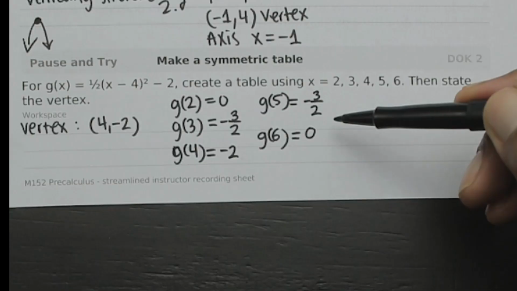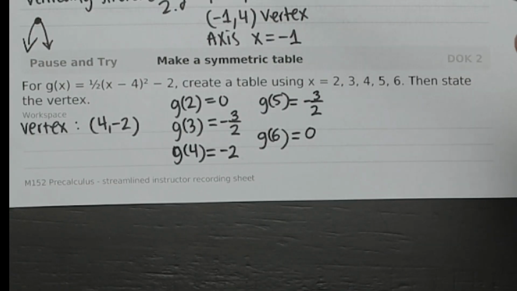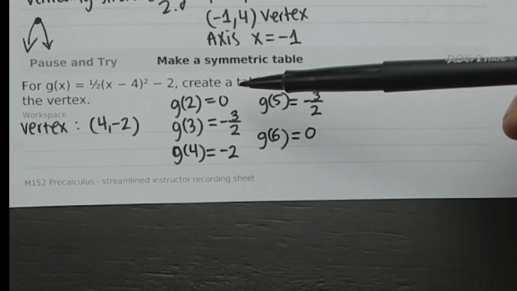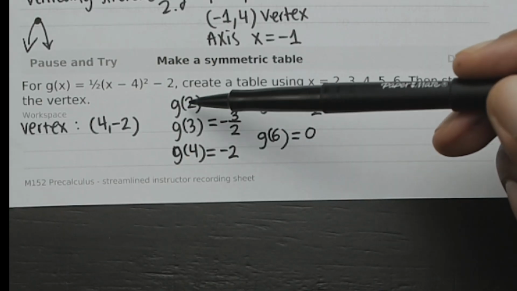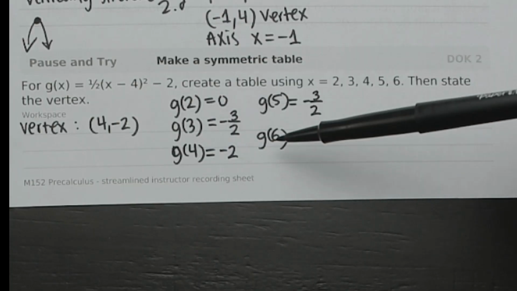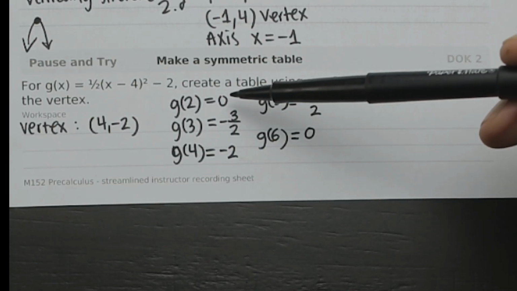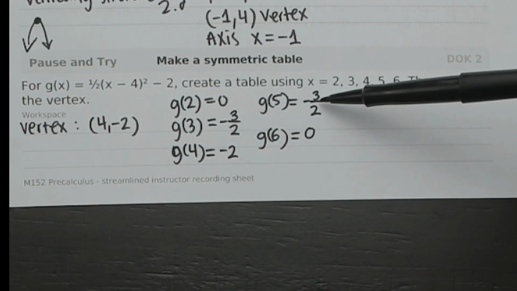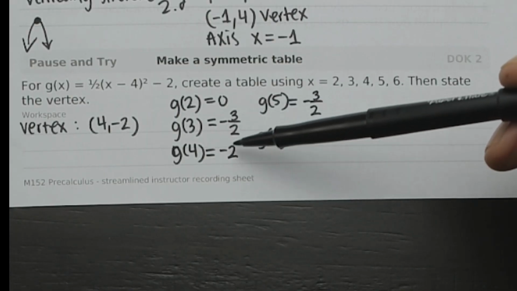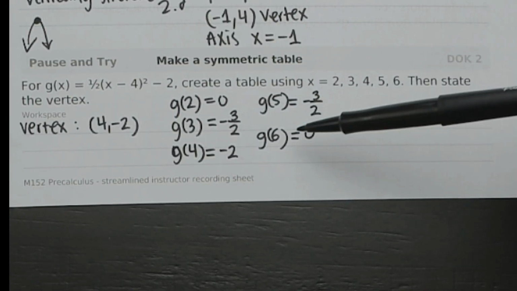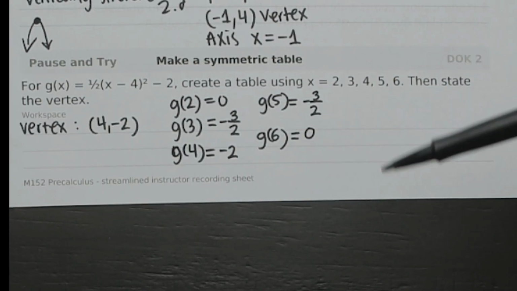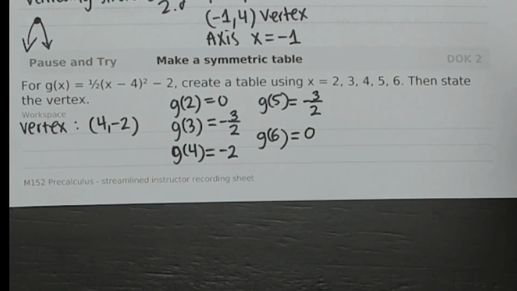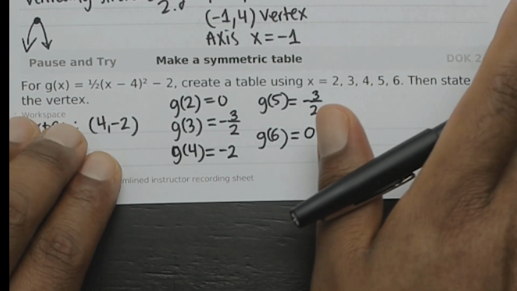So we can essentially draw a table from this. We would have x is 2, 3, 4, 5, 6, and then the output would be 0, -3/2, -2, -3/2, and then 0. So the values repeat symmetrically around x equals 4. All right, let's continue.